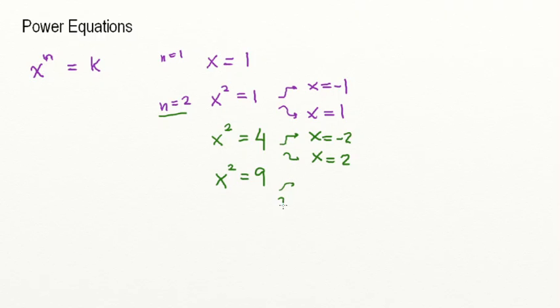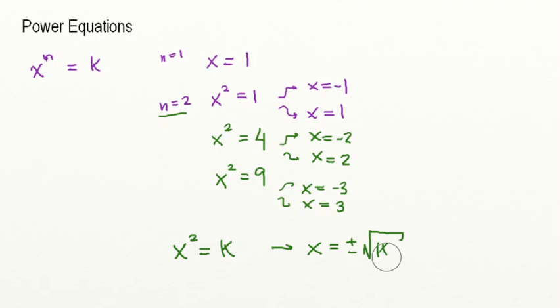What about 9? Well, x may be negative 3 or x may be 3. That's the same logic. So we can make this a bit more general just by saying that when x squared is equal to k, our solution will be x is plus or minus the square root of k. It's as simple as that. And that's exactly what we have been doing so far. You might not have realized it, but that's exactly what we have been doing.